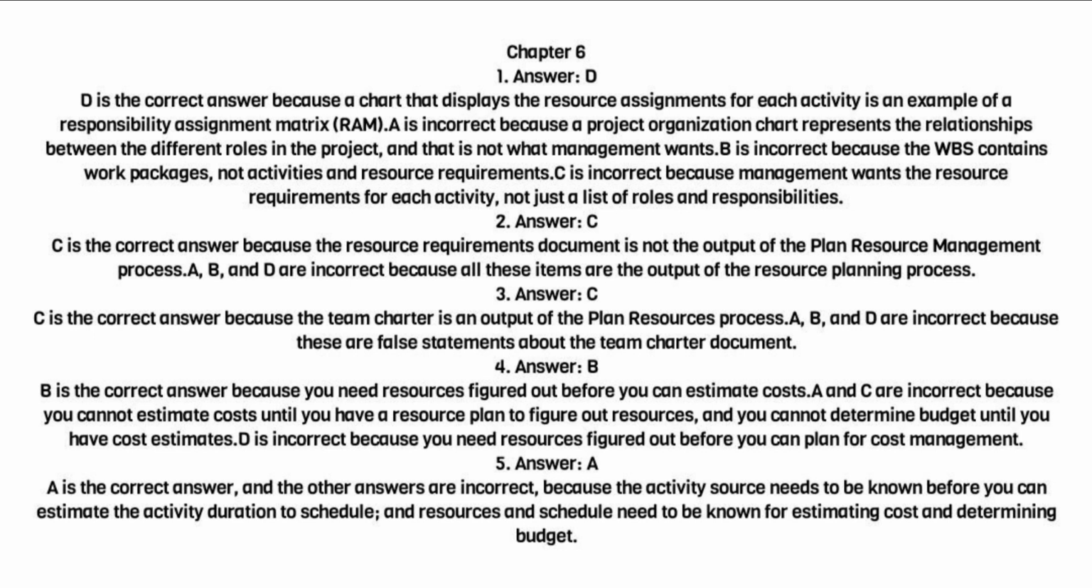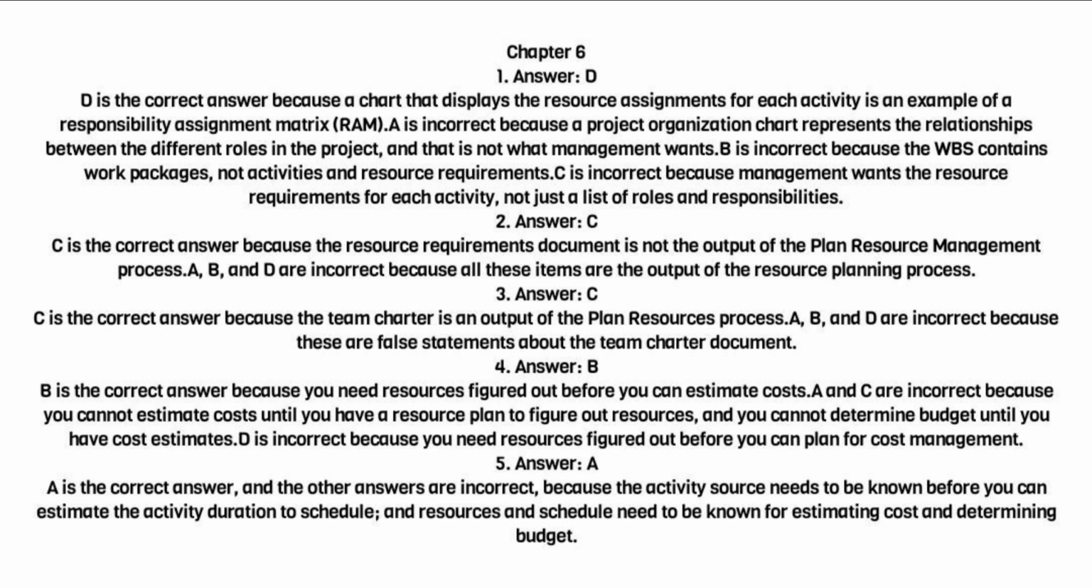2. Answer C. C is the correct answer because the resource requirements document is not the output of the plan resource management process. A, B, and D are incorrect because all these items are the output of the resource planning process. 3. Answer C. C is the correct answer because the team charter is an output of the plan resources process. A, B, and D are incorrect because these are false statements about the team charter document.